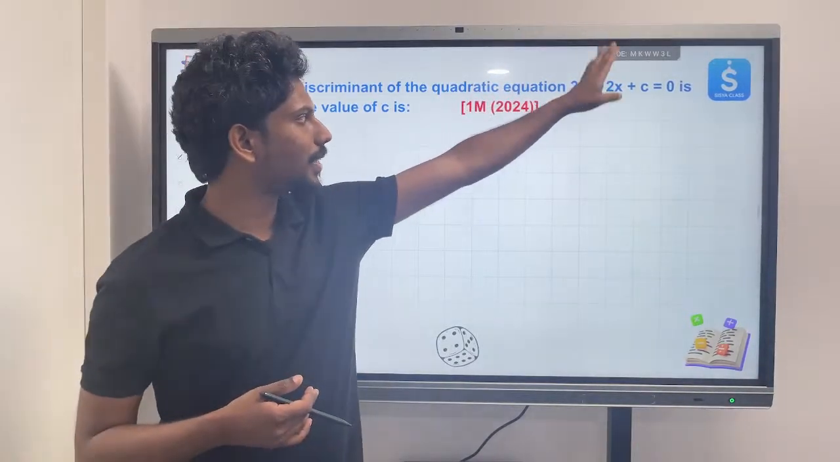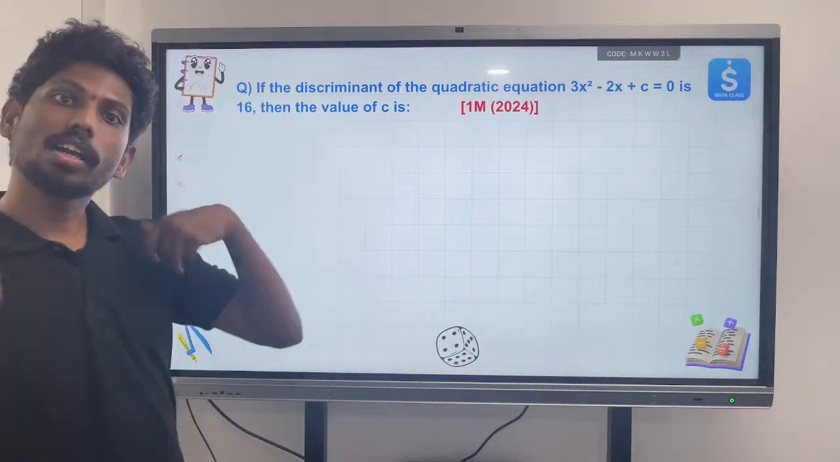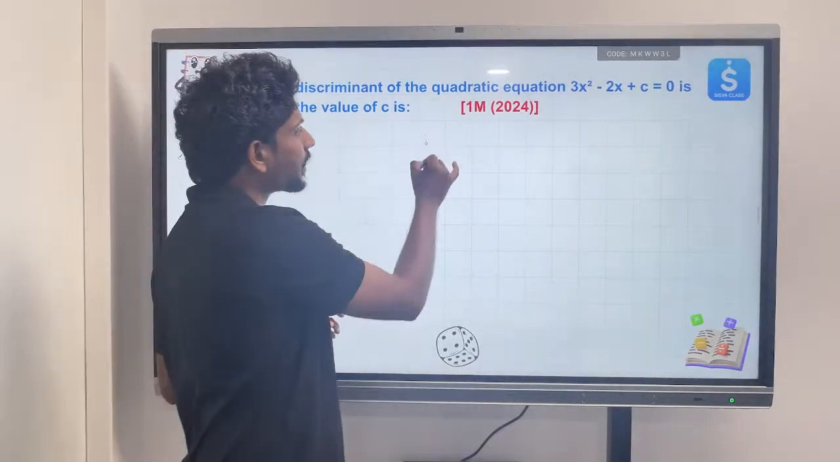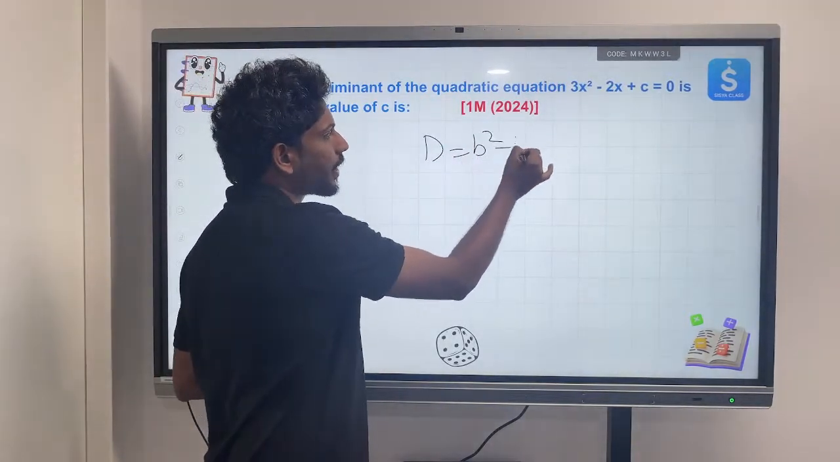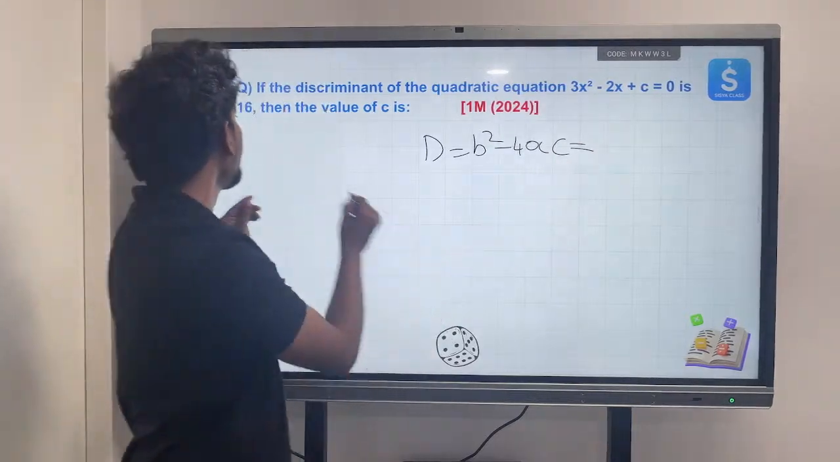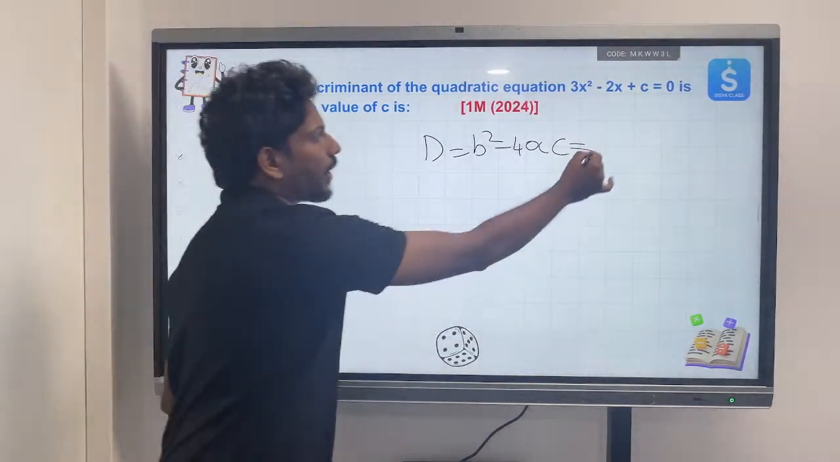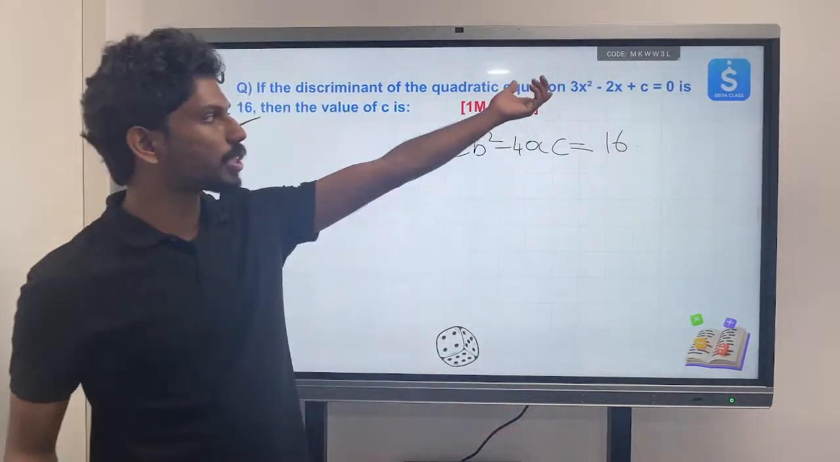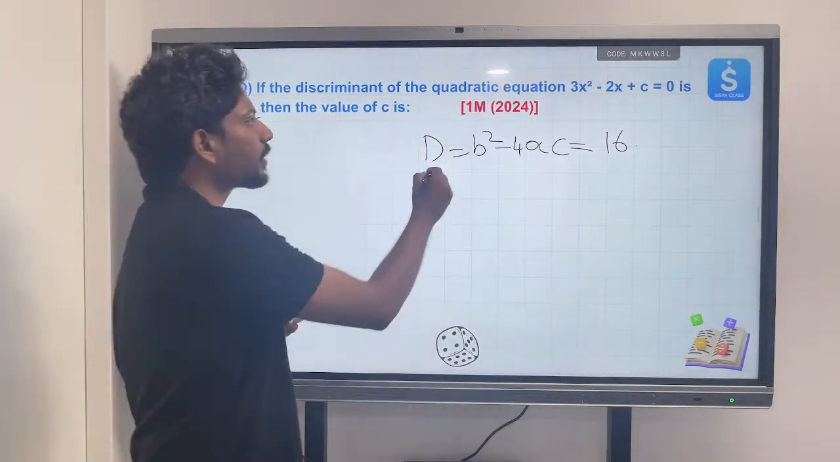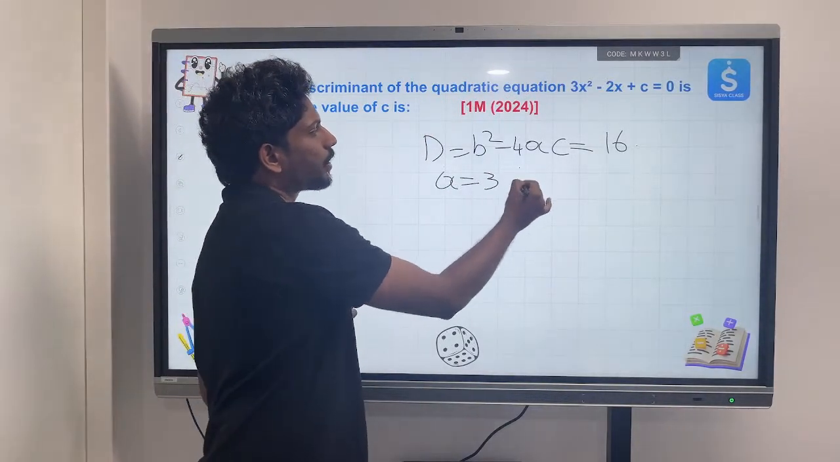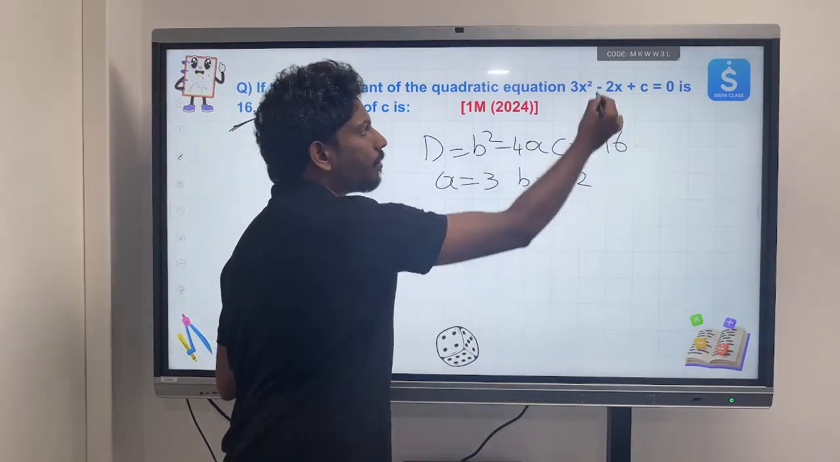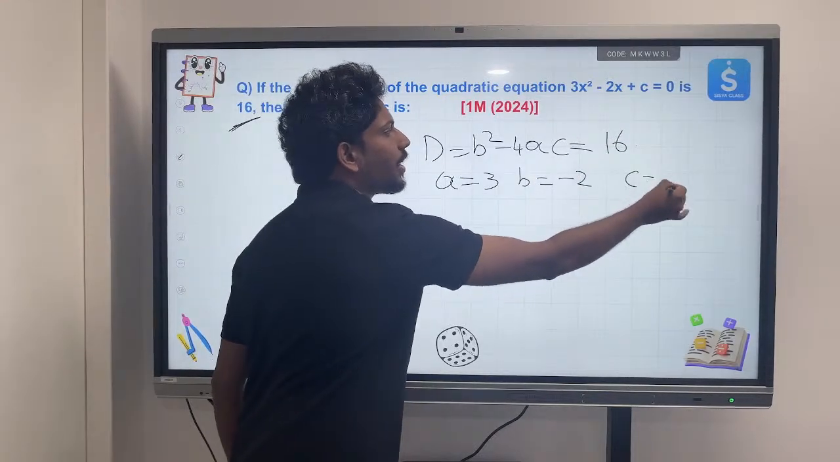Now he is saying the discriminant of the quadratic equation 3x square minus 2x plus c equals to 0 is 16. He has already given the discriminant. The discriminant d is equals to b square minus 4ac. He has already given the value, 16. So now you know how to squeeze out the points of a, b, c. What is the value of a? 3. What is the value of b? Minus 2. What is the value of c? The c value is c itself.